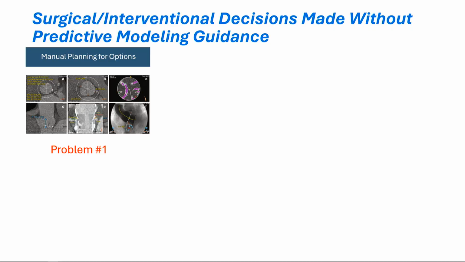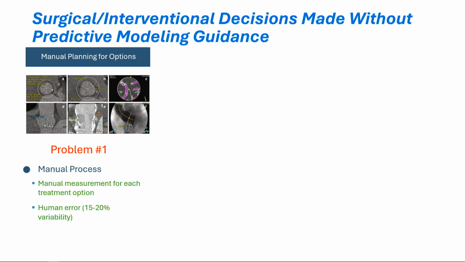So first we have the manual planning options. So this is what we consider static planning. Using CT imaging, you can take various anatomical measurements to be able to plan for your TAVR device. You can also overlay specific devices and take these anatomical measurements as well. With this being a manual process, you have to do this for each device you are considering deploying for that patient, which can be a bit of a time-consuming process. And also with this comes the potential for human error, which is usually around 15 to 20%.